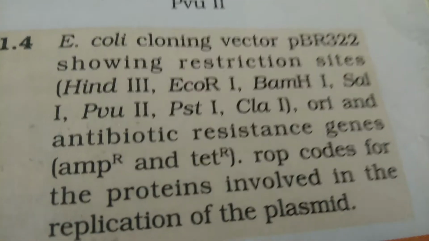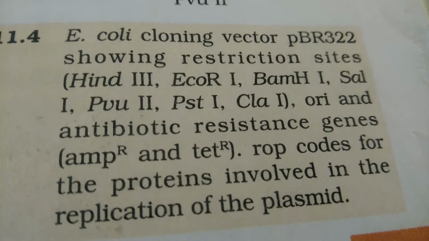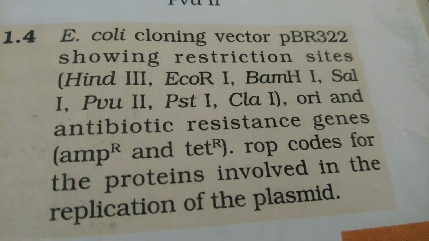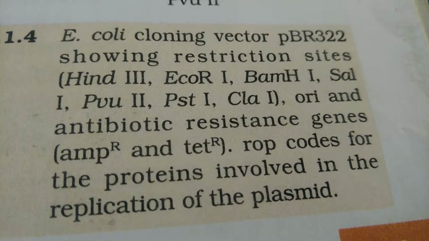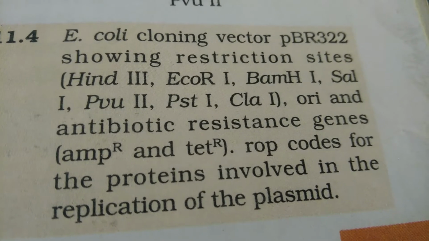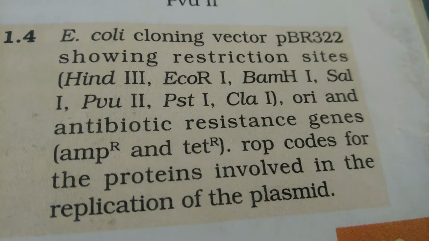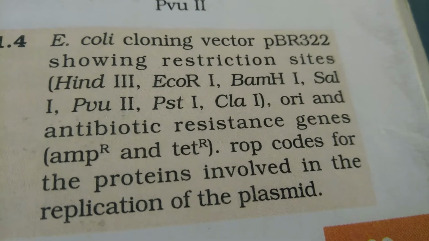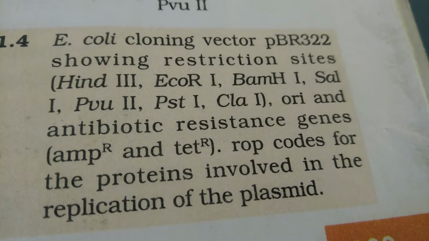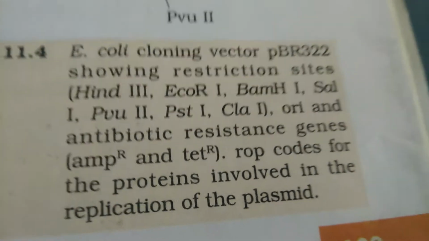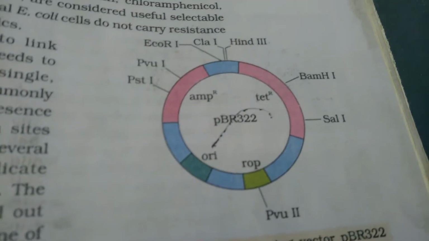Students, this is the E. coli cloning vector pBR322, showing different restriction sites, the ORI, and the antibiotic resistance genes, ampicillin and tetracycline. ROP codes for the protein or enzyme involved in the replication of the plasmid. This is the plasmid.